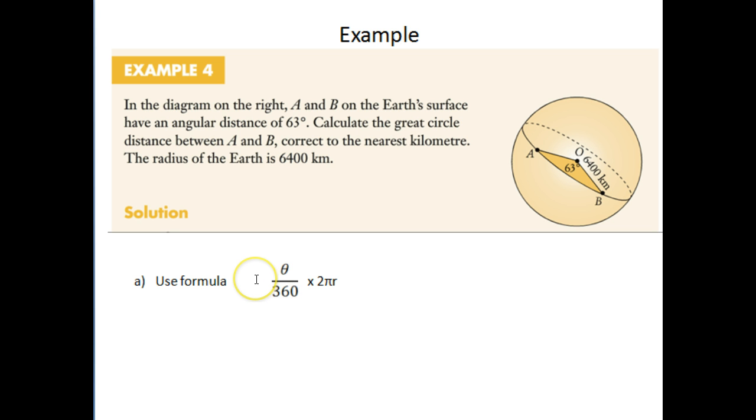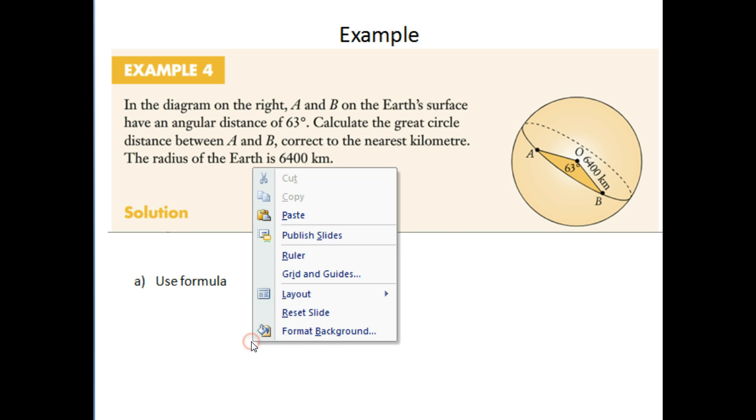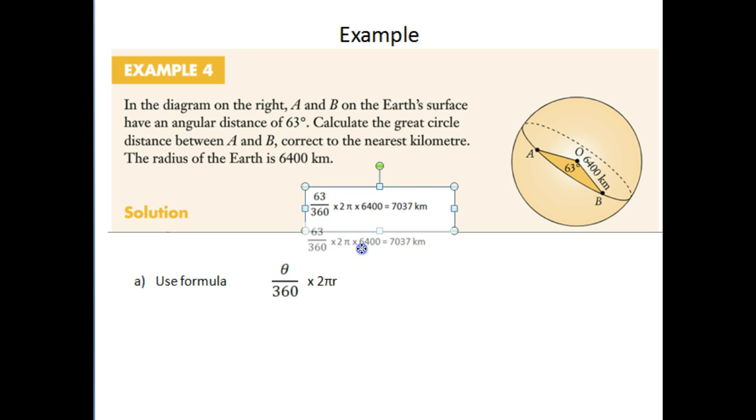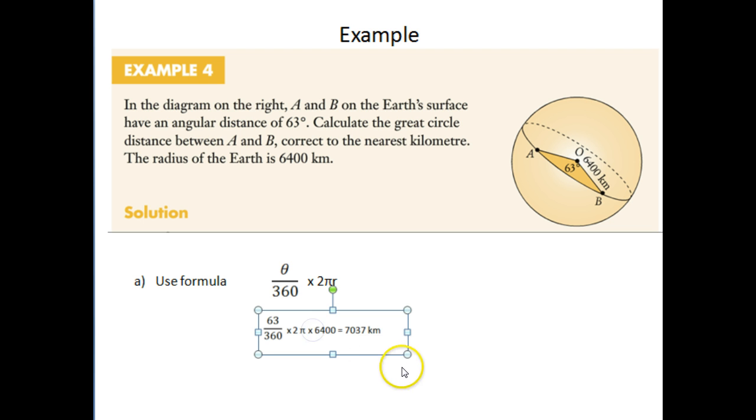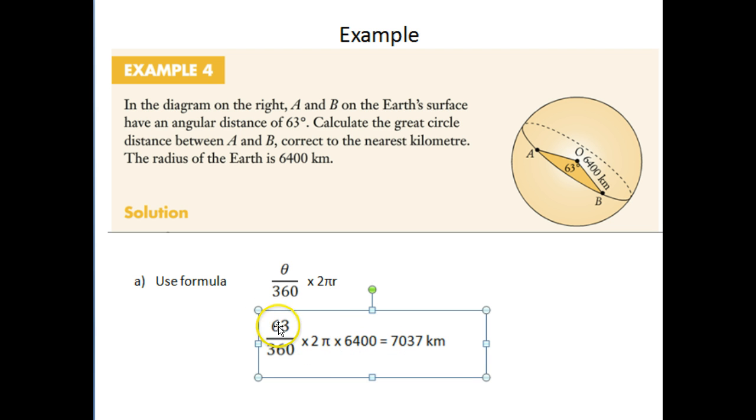First thing whenever we're doing these sorts of questions is to write out the formula, just so that it starts to stick in our brain. After that, we can substitute in our numbers. So you replace theta with 63 and the radius with 6,400, and if you plug that into your calculator, you should get 7,037 kilometers. Okay, next example.